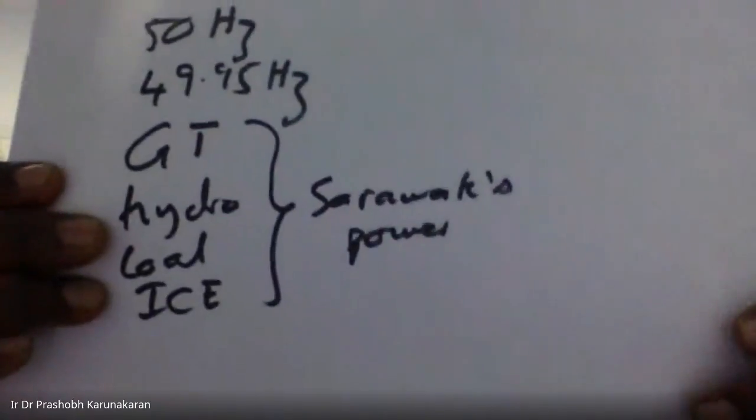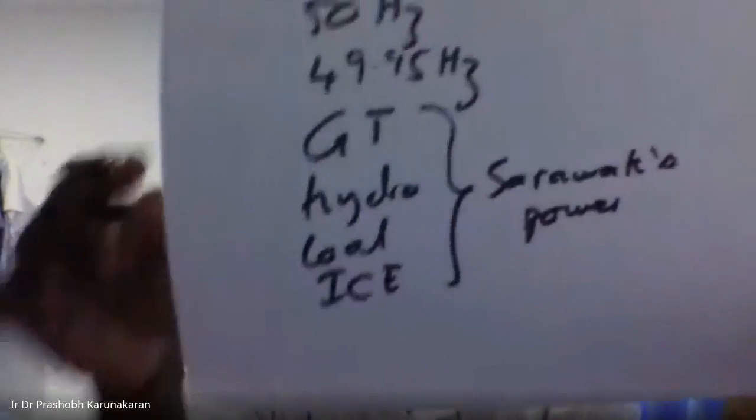So the main power stations are gas turbine, hydro, coal, and a combustion engine. We still have one. So these are the main power sources of Sarawak: gas turbines, hydro, coal, and ICE. ICE used to be number one all over Sarawak. When I was in Sesco, every town had a combustion engine, so I used to go to all the different combustion engine stations all over Sarawak. That was my job last time.